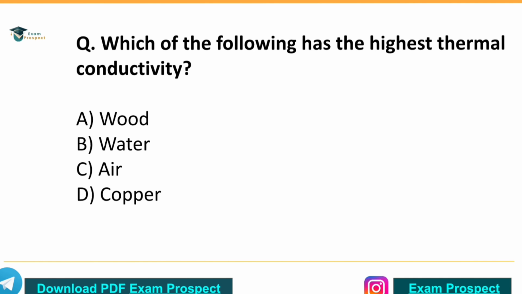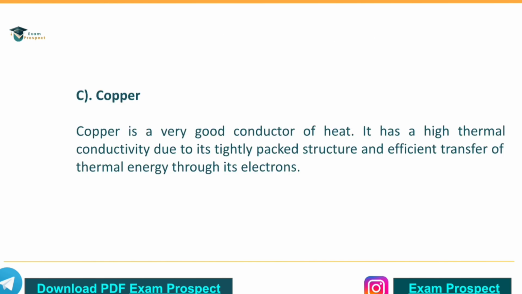Next question. Which of the following has the highest thermal conductivity? The correct answer is option D, copper. Copper is a very good conductor of heat. It has a high thermal conductivity due to its tightly packed structure and efficient transfer of thermal energy through its electrons.